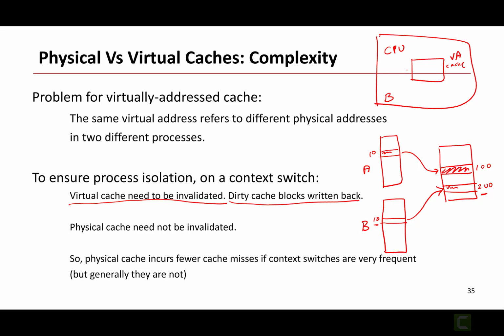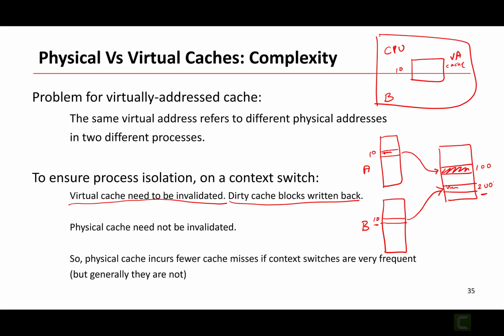And B can go and use it for 10, and it will check that the virtual cache does not have the address 10, which is great, which is what we want. And then it can start using the cache and bring the data from physical address 200 into the cache. And then when it gets context switched out, it has to do the same thing, which is evict all its dirty blocks and wipe out the cache state so that the next process can use it.